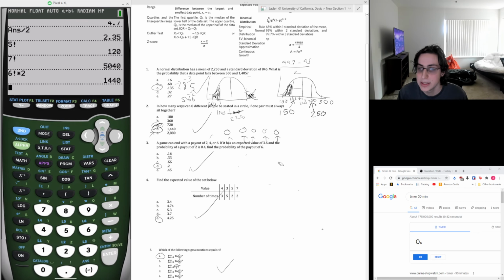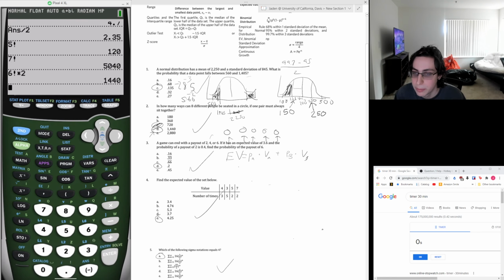So, a game can end with a payout of 2, 4, or 6. It has an expected value of 3.6, and the probability of a payout of 2 is 0.4. Expected value is basically the probability of event A times the value of event A, plus the probability of event B times the value of event B, etc.